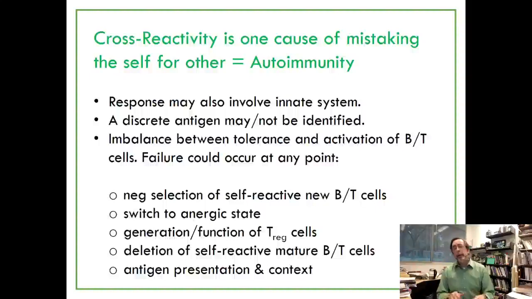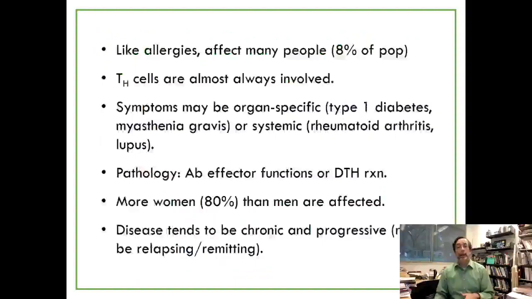Treg cells are supposed to turn the other cells off. If you have a problem with making those, then you have autoimmunity. And if you have certain programs that will delete self-reactive mature cells that are outside the thymus in the periphery, anything about that can cause autoimmunity, and also problems in antigen presentation. Going back to the beginning of the process, that can cause autoimmunity as well.